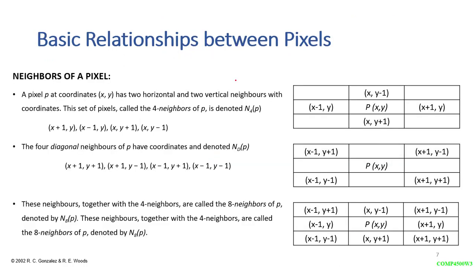Now, the basic relationships between pixels. First, we have what we call N4(p). N4(p) means we have 4 neighbors for the pixel, and these 4 neighbors are (x minus 1, y), (x, y minus 1), (x plus 1, y), and (x, y plus 1). So they form a plus sign. This is called N4(p). The second type is ND(p), where D stands for diagonal. So we have ND(p).